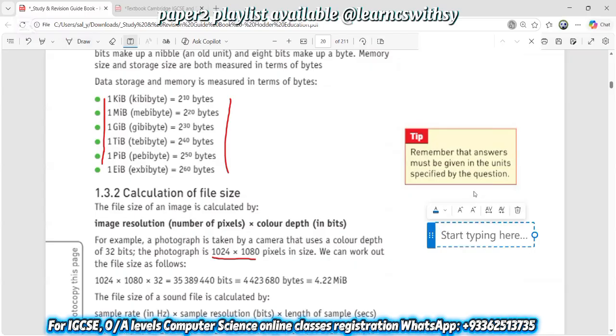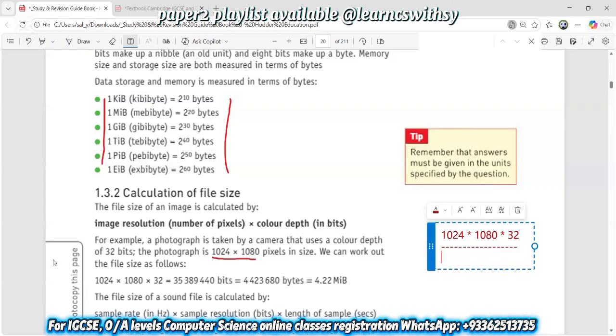If, for example, I was given a question like this, in the first stage I write down the values 1024 multiplied by 1080. This is what I wrote because of the resolution. After that, I write down the color depth, that is 32 bits. This is my beginning. I'm done with this. I'll not do any sort of calculations right now. Please be cautious. I'll simply go for the division.